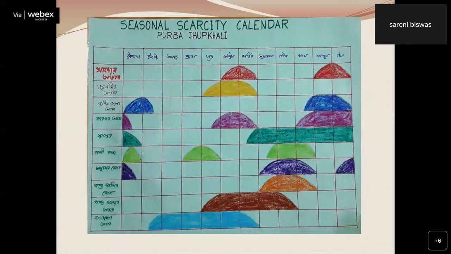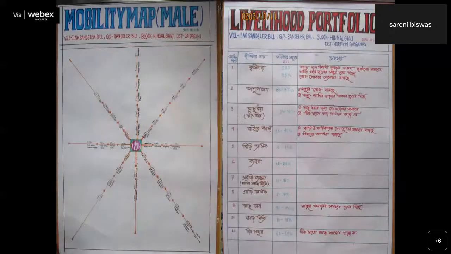sampled. Similarly, the seasonal scarcity calendar will entail scarcity of fodder, scarcity of food, firewood, drinking water scarcity, job scarcity and all, in which month they are not having a job, or they are lacking food or fodder, anything. So that is in the form of the seasonal scarcity calendar. Similarly, the mobility map or livelihood portfolio of the people is also assessed.